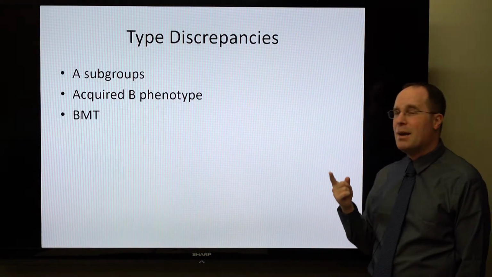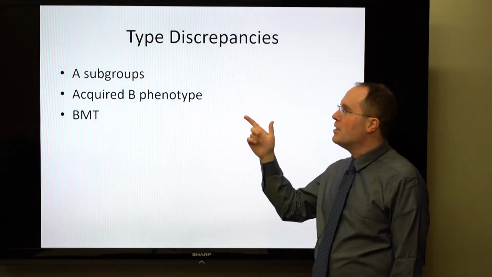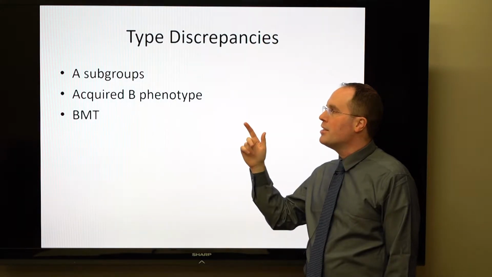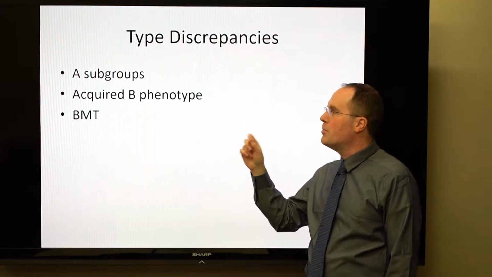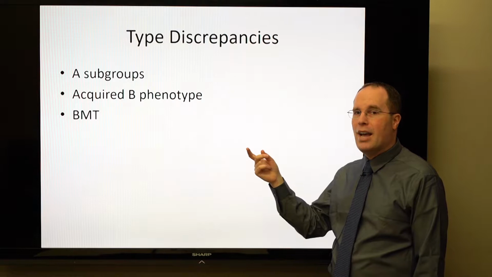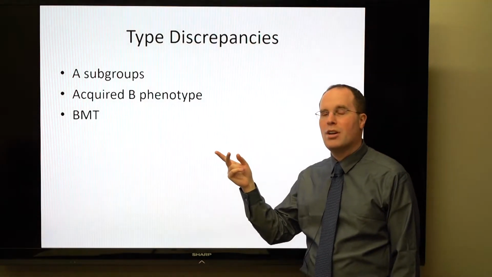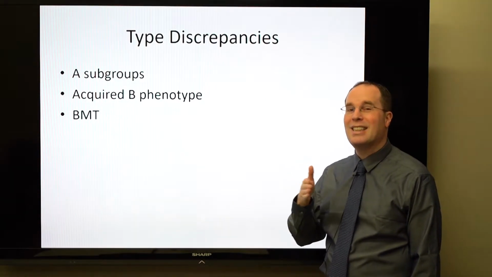And then a brief word on type discrepancies. We'll mention certain causes of type discrepancies, including A subgroups, acquired B phenotype, and a patient who has undergone a bone marrow transplant is in the transitional period.